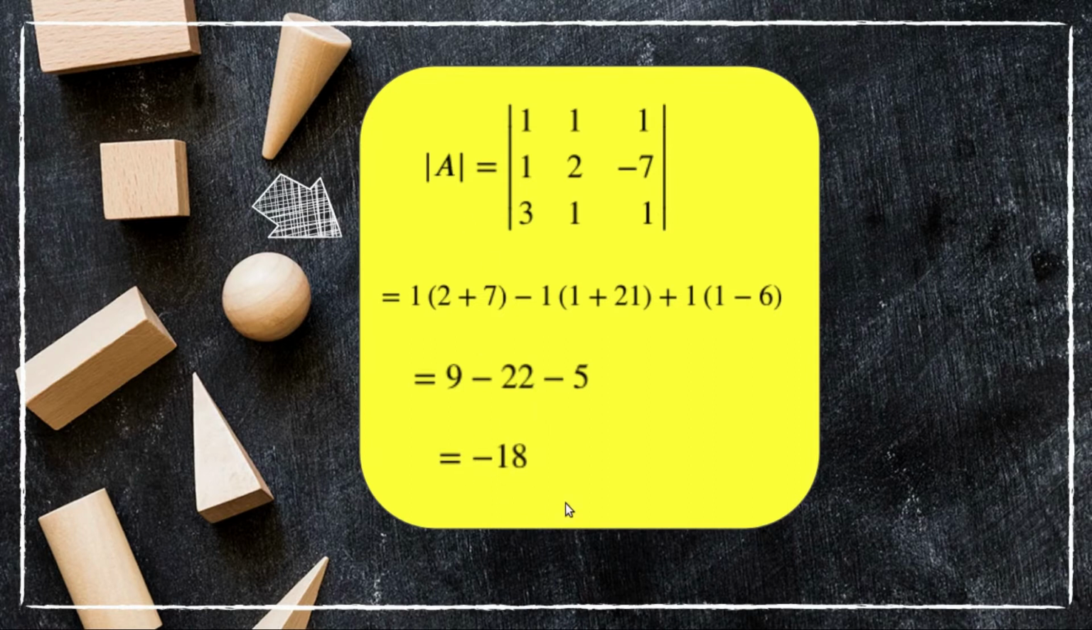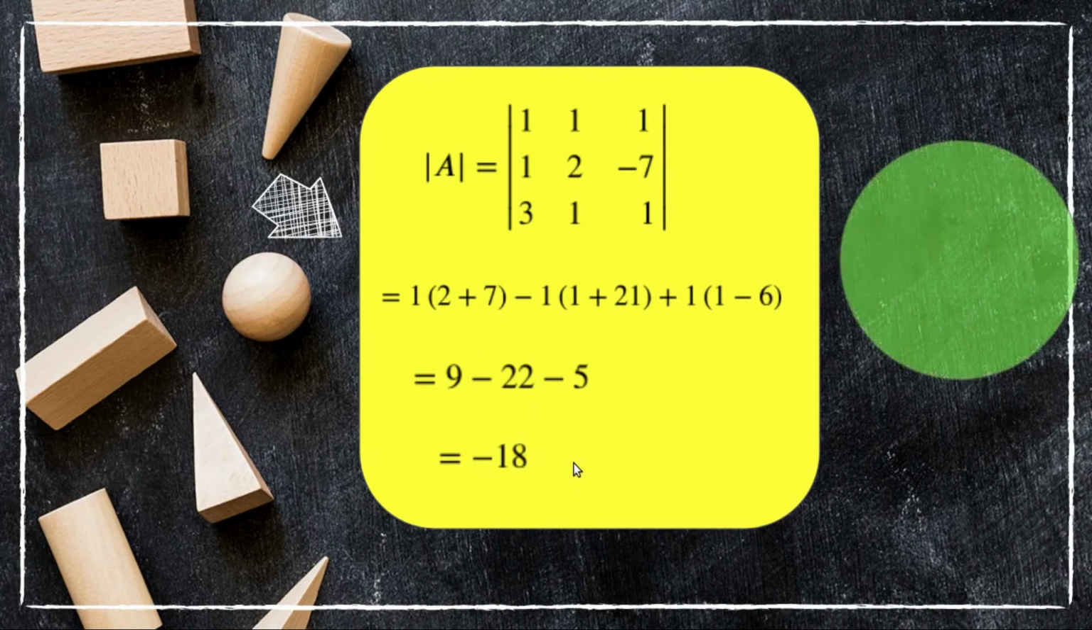So determinant A is equal to minus 18, which is not equal to 0. Determinant A not equal to 0. A is a non-singular matrix. So A inverse exists. We can find A inverse.